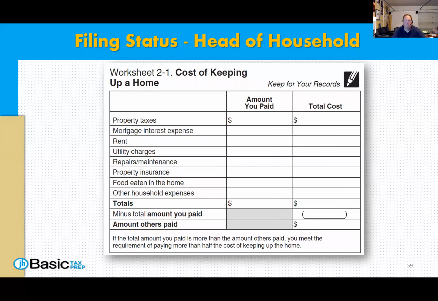Okay, this is the cost of upkeep of the home. These are the things that count: food, rent, utilities, repairs, property insurance, other household expenses, property taxes, mortgage, pretty much what it costs for the house. Straightforward. It's not that hard, guys. What are the costs of a house? Your rent, your mortgage, whatever it may be, the utilities, the repairs, the property insurance, food, those are normal costs of upkeep for a home. If you provided more than half of it, that means you covered it.